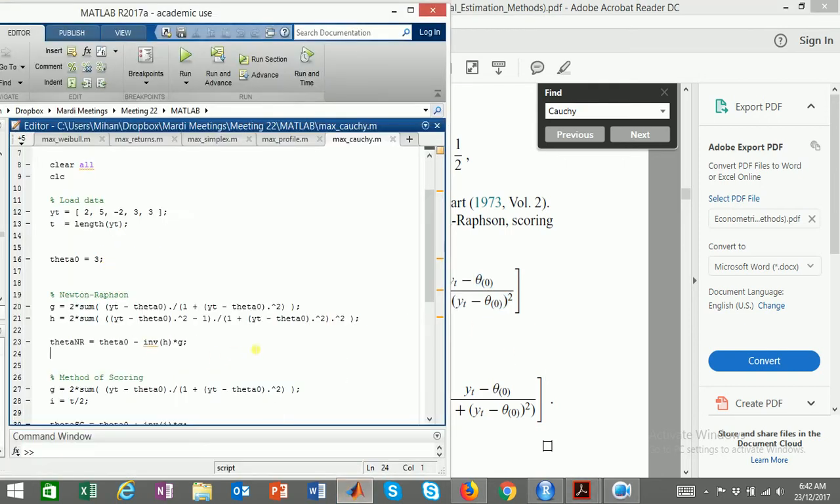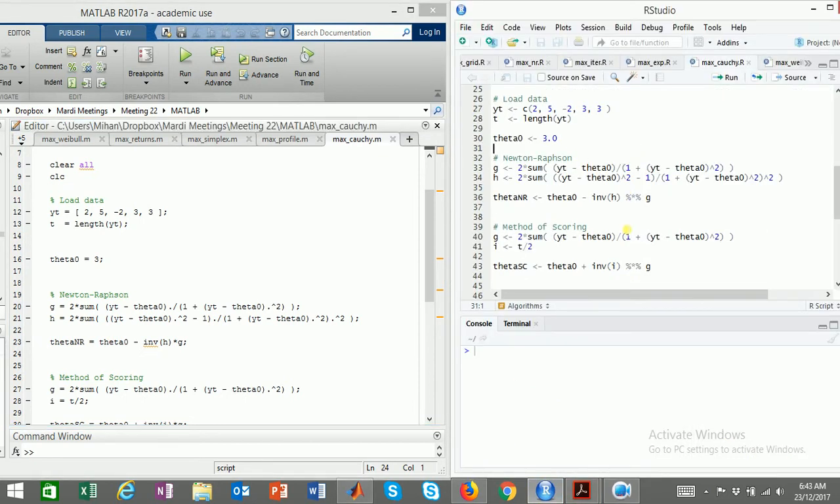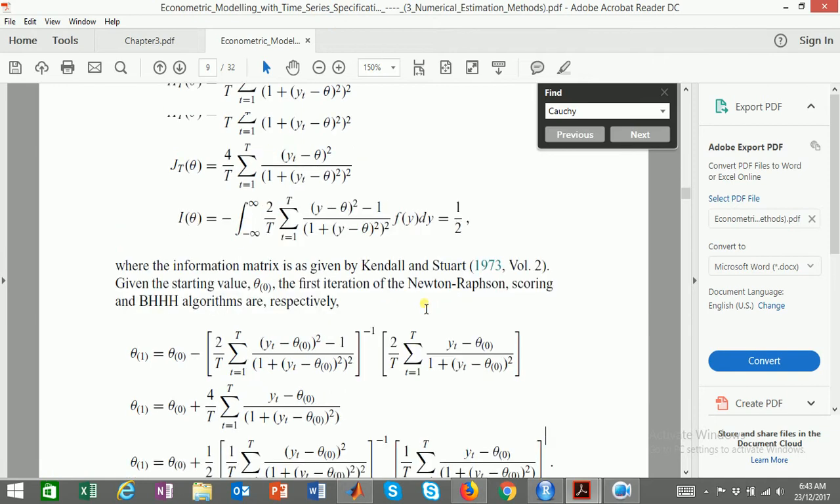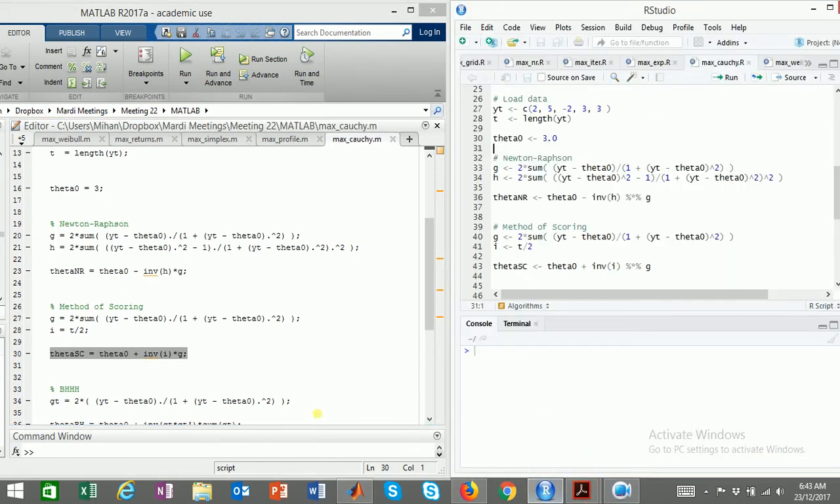So we have already calculated Cauchy, and just the difference is the method of scoring. In scoring, the gradient we already know, I equals t by 2, the information matrix, and theta with scoring is plus the inverse of the information matrix. So for Cauchy, the information matrix was half, as we can see. With scoring, it is a very simple process.